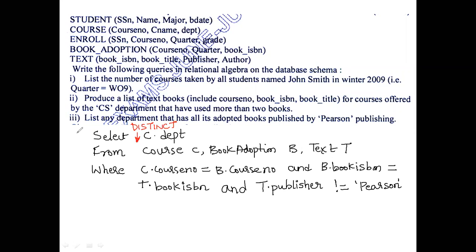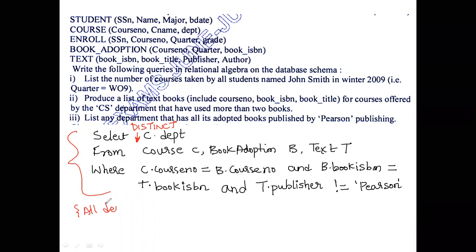So this is a simple query that we can write to extract departments which have adopted books not from Pearson. But actually, in the question what we need is the department that has adopted all the books by Pearson. So we need to do some set operation. We can perform the set operation like this.